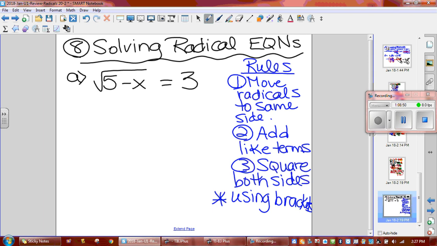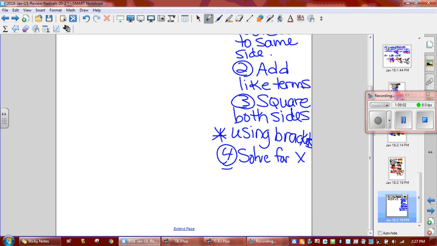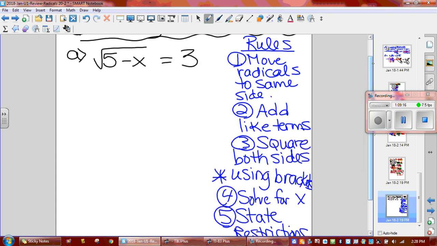Okay, so let's do all those steps. So, move radicals to one side. Well, number 1 and number 2 don't apply to us with this example. This would be considered an easy example. So we're right on number 3 right now. So now we go to brackets and square both sides. Brackets are super important because if you have a negative, they will square the negative to become a positive. Now, on the left-hand side, all it does is get rid of the root sign because it's opposite functions.